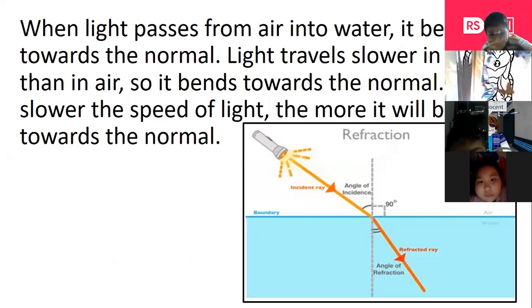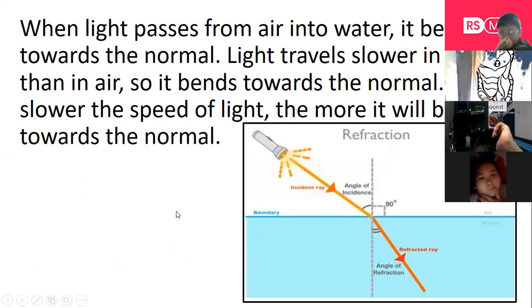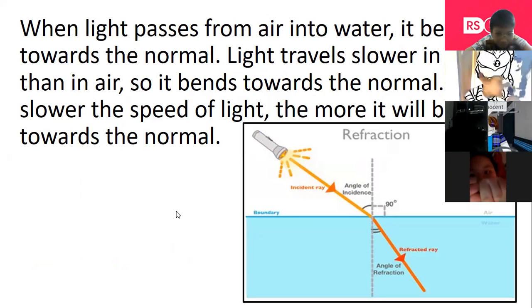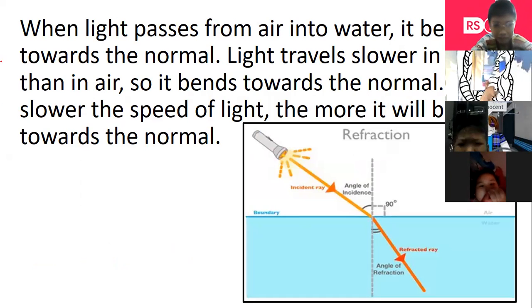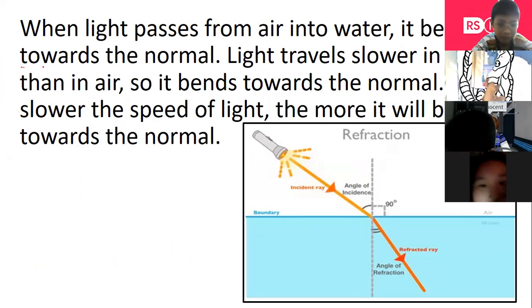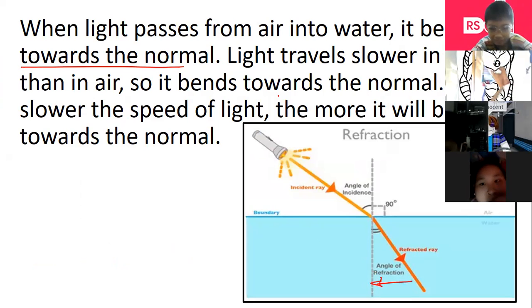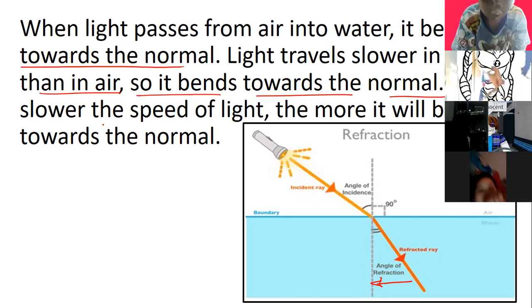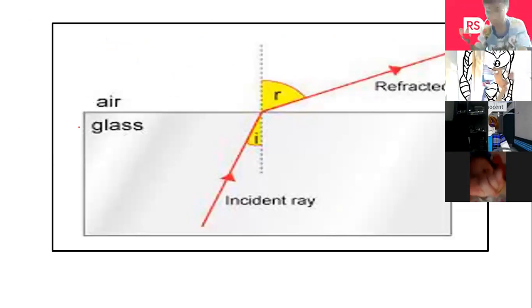Pakapon read this one already. Okay, now I will read for you. When light passes from air into the water, it bends towards the normal. Light travels slower in the water than in air, so it bends towards the normal. The slower the speed of light, the more it will bend towards the normal.